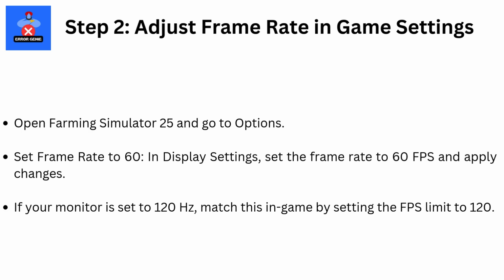Step 2. Adjust frame rate in game settings. Open Farming Simulator 25 and go to Options. Set frame rate to 60. In Display Settings, set the frame rate to 60 FPS and apply changes. If your monitor is set to 120 Hz, match this in-game by setting the FPS limit to 120.